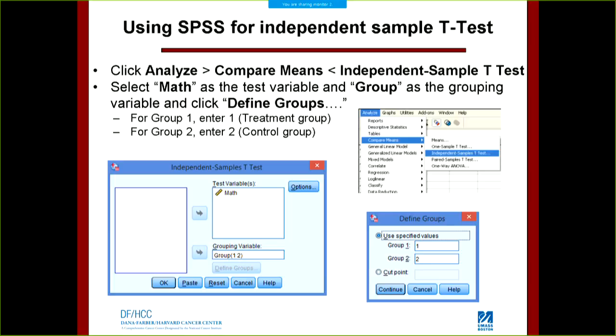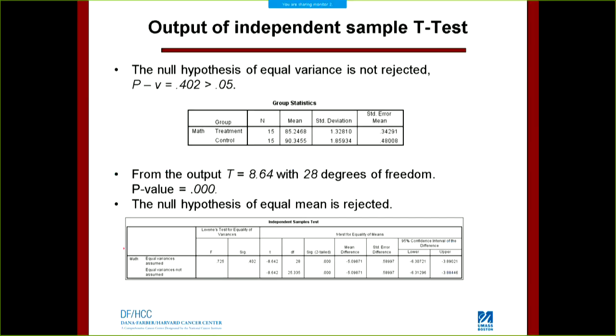And then just follow the steps: put the dependent variable as the test variable, and define the grouping variable, one for the treatment, the other for the control, and then you can run the t-test here. Okay, now here is the output.